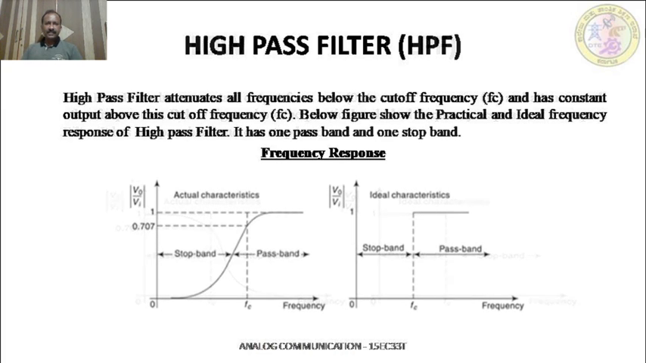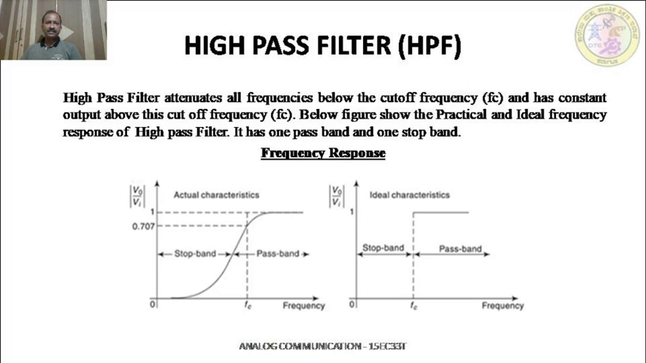Next, you are going to study the high pass filter. A high pass filter attenuates all frequencies below the cutoff frequency FC, and has a constant output above this cutoff frequency FC. The figure below shows the practical and ideal frequency response of a high pass filter.